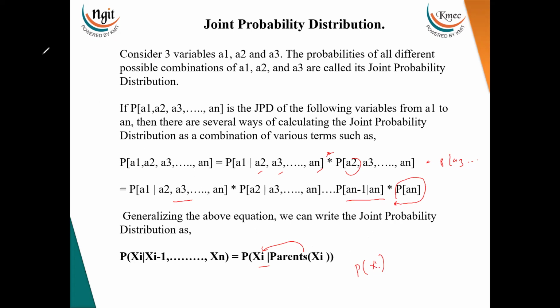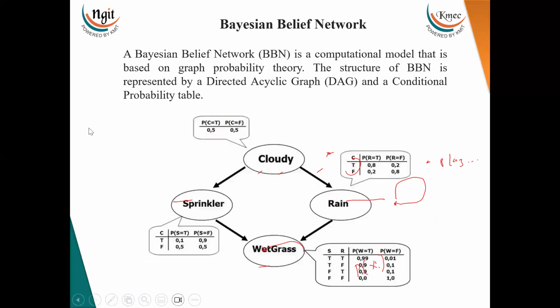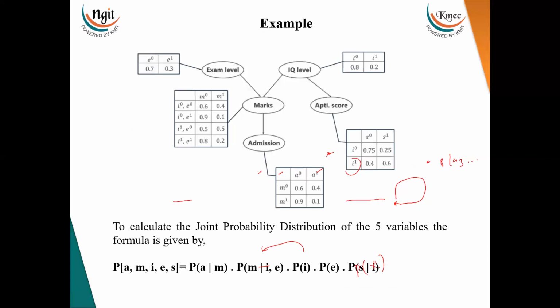Now let us understand this with an example. Here in this example, we can see different nodes like admissions, marks, aptitude score, IQ level, exam level, and so on. This has various conditional probability values. From this we can calculate the joint probability distribution. So here we have 5 nodes, and in those 5 nodes we want to know whether the person is taking admission into your university or not.